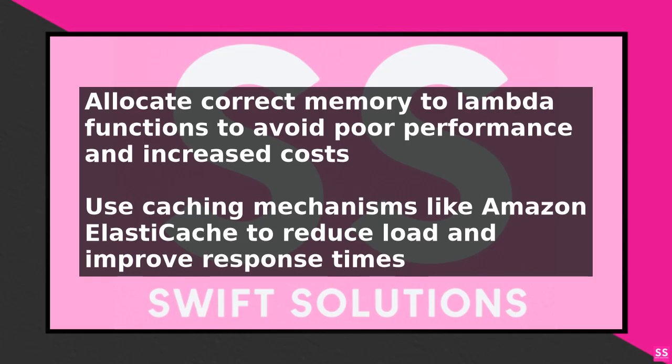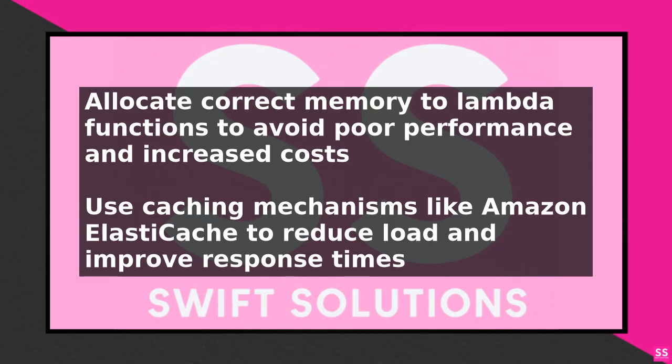Additionally, consider using caching mechanisms like Amazon ElastiCache or AWS Lambda caching to reduce the load on your functions and improve response times. It is also important to follow best practices such as testing and validating your Lambda functions, using environment variables to store sensitive data, and implementing error handling mechanisms to handle unexpected errors.